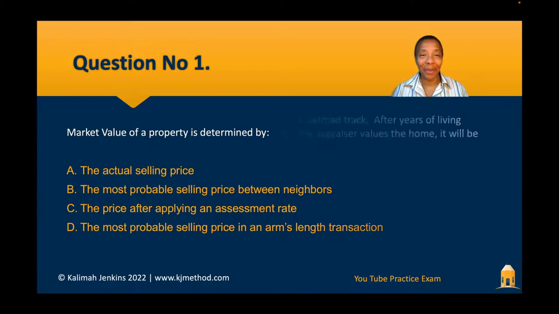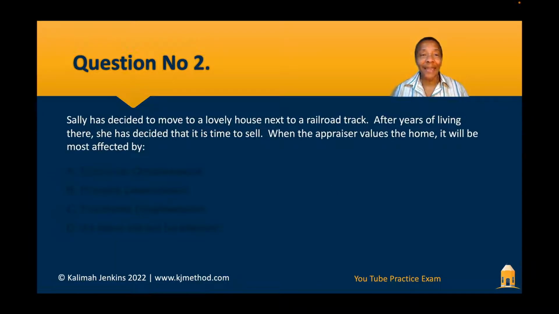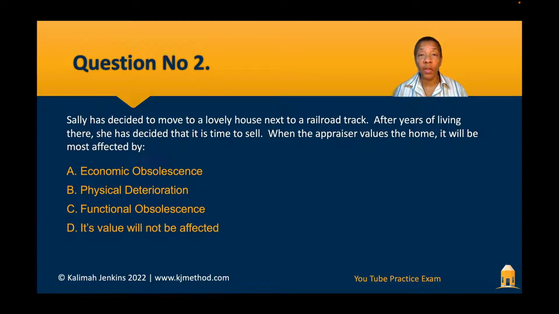Okay, question number 2. Sally has decided to move to a lovely house next to a railroad track. After years of living there, she has decided that it is time to sell. When the appraiser values the home, it will be most affected by, let's look at our answers, economic obsolescence, physical deterioration, functional obsolescence, or its value will not be affected. What do you guys think on this one?